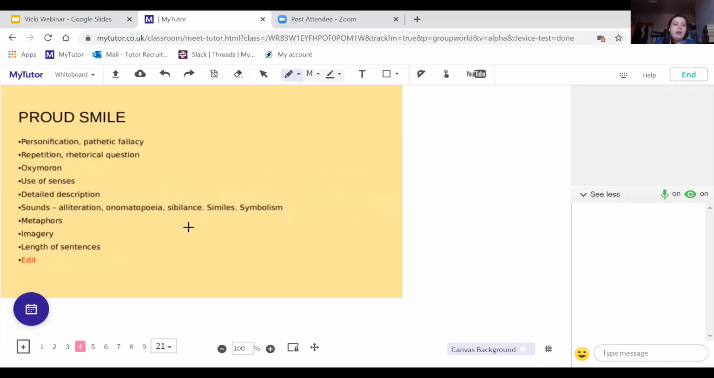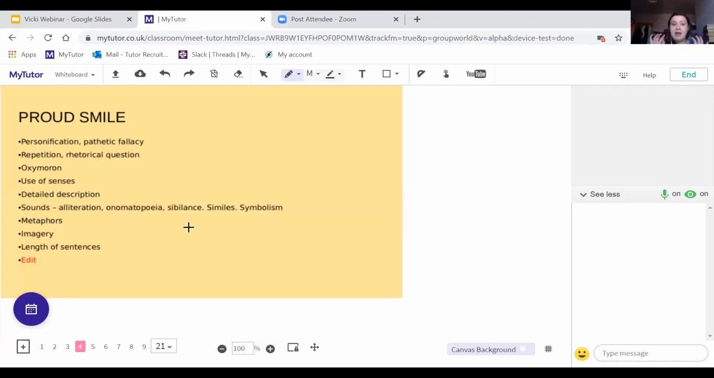So this is the acrostic I spoke to you about last lesson. As I said last time, this isn't a finite list of absolutely everything you could think of in terms of language devices and techniques. These are the ones that are actually on the list. So personification, pathetic fallacy, repetition, rhetorical question, oxymoron, use of senses, detailed description, sounds. Underneath that bracket comes alliteration, onomatopoeia and sibilance. Then we've got similes, symbolism, metaphors, imagery, length of sentences and edit.